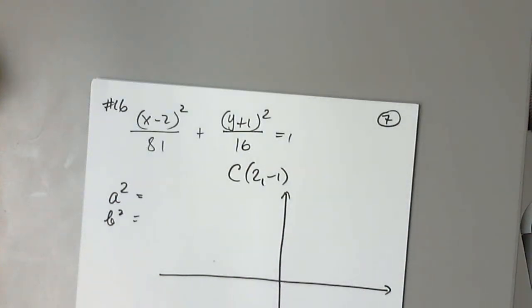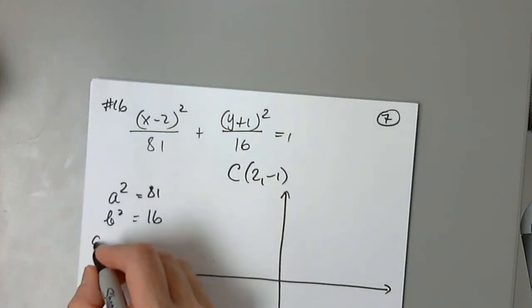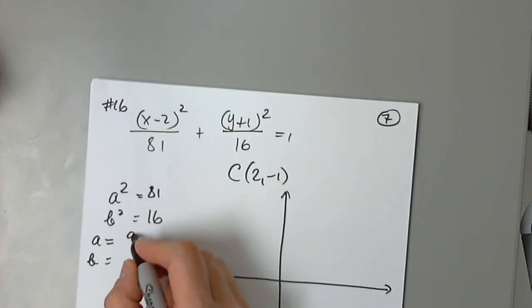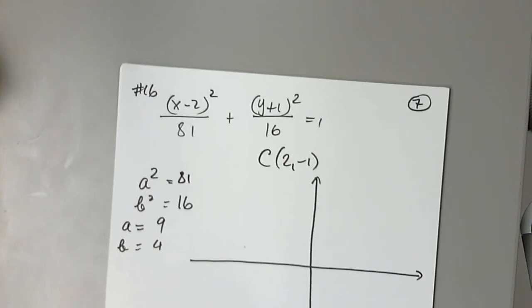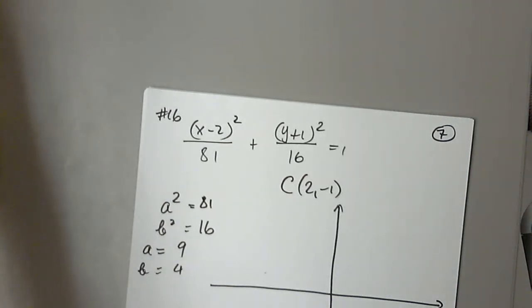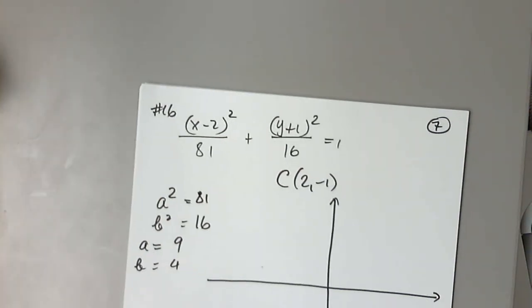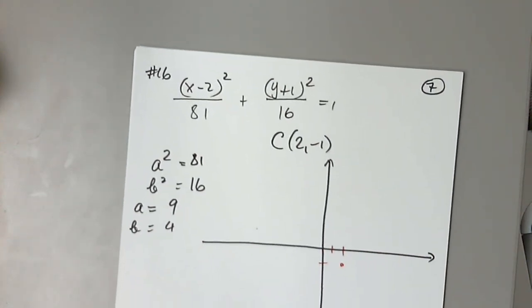A squared is 81. Excellent. And then b squared is 16. Can anyone give us a and b then? A is 9, and 4. So obviously, is it on the x-axis or on the y-axis? So where is the major axis? Good. Careful with the center, right? 2, -1 is the center.